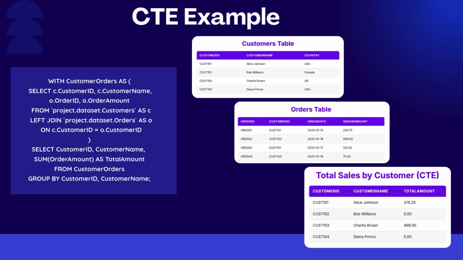Another advantage of CTEs is that you can chain multiple CTEs together. For example, you could first define a CTE for customers with orders, then define another CTE that filters only high-value customers, and finally select from that filtered set. Each step becomes more readable, almost like writing code in separate functions.